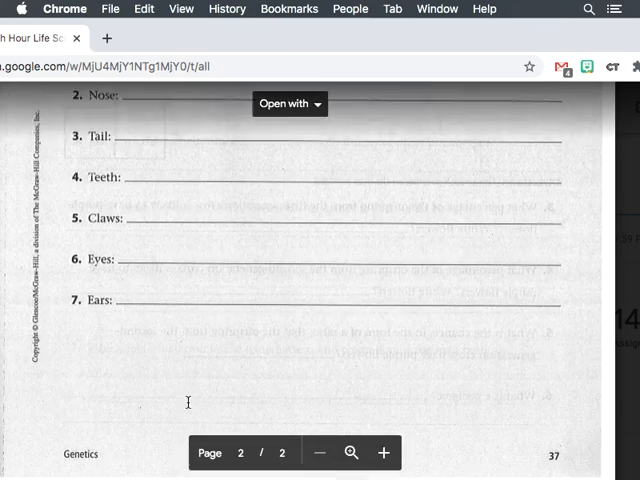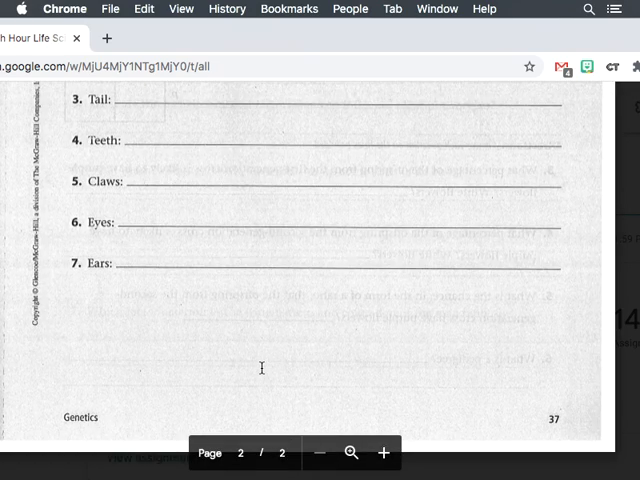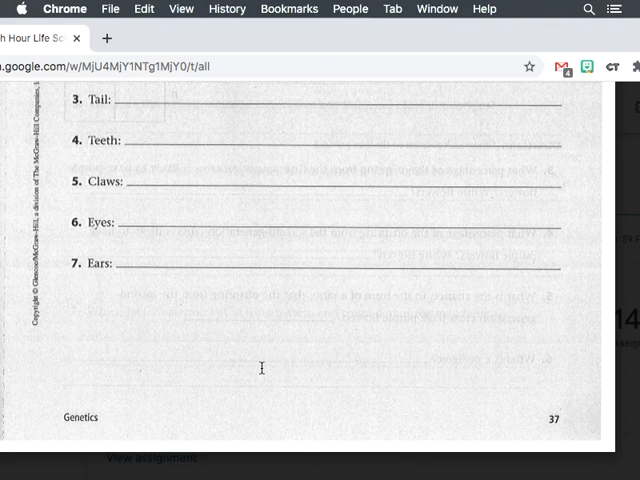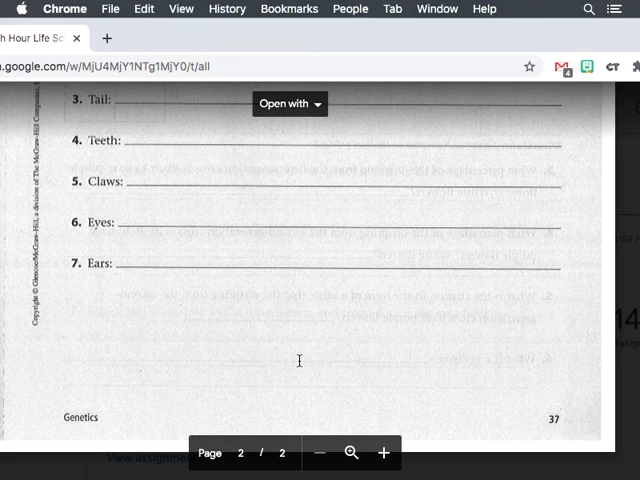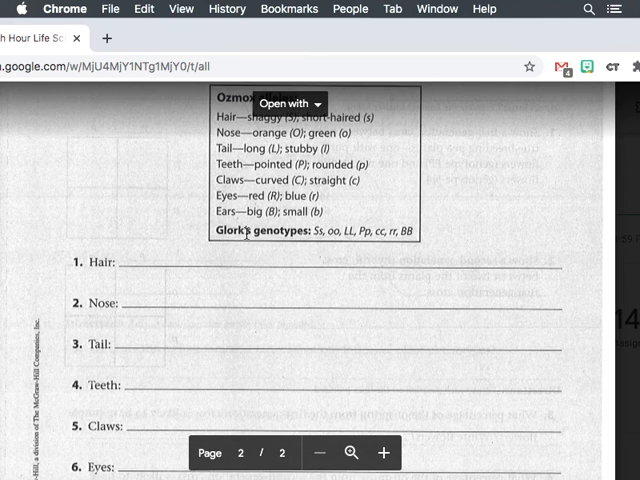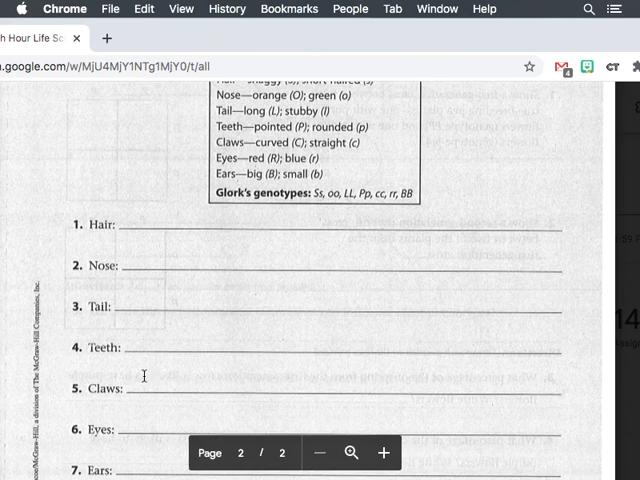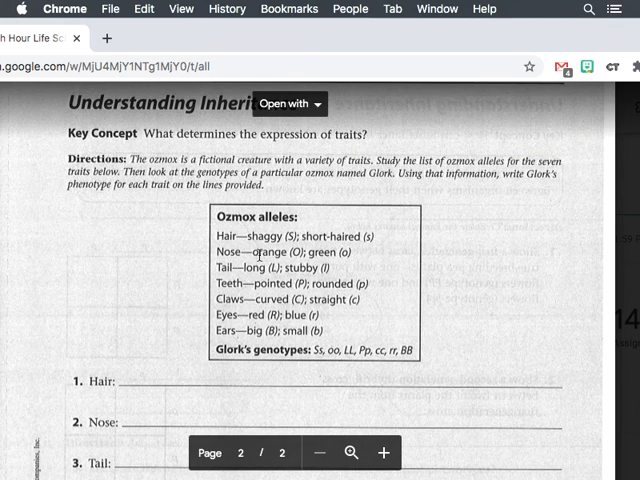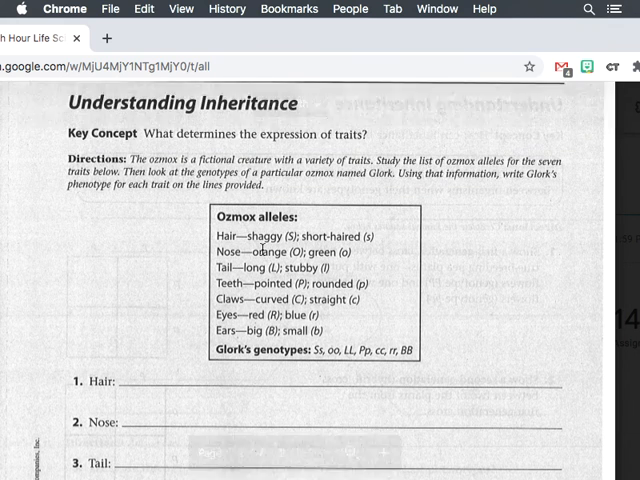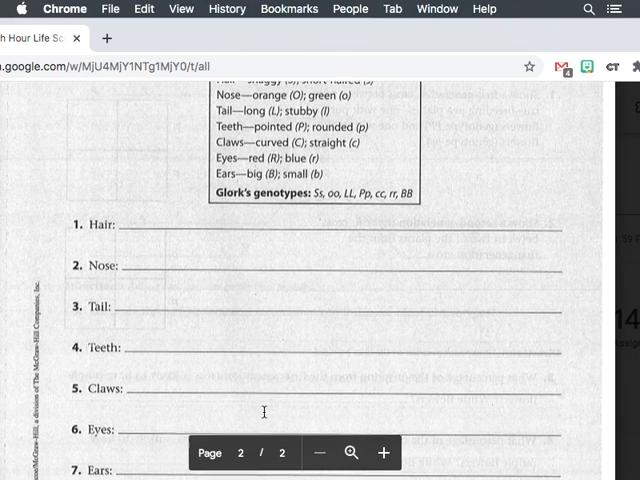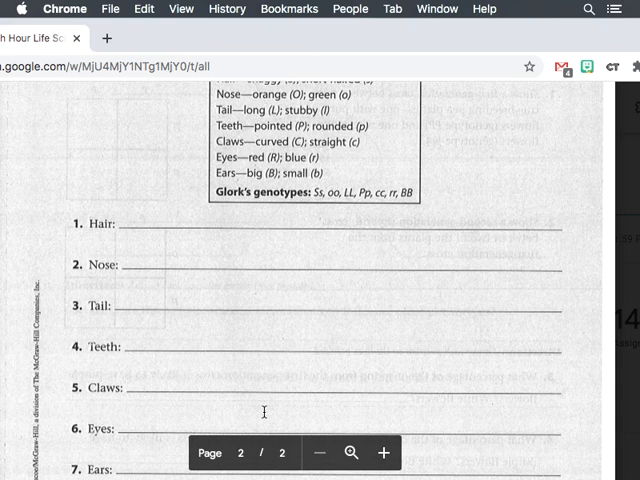And so you're going to go through for the rest of the traits. Now, for five extra credit points, down here somewhere, if you draw Glorik with his seven phenotypes, so you better draw some kind of creature or organism that has shaggy hair and a green nose, and then you have to figure out the other traits he has. I will give you five extra credit points. Julia.